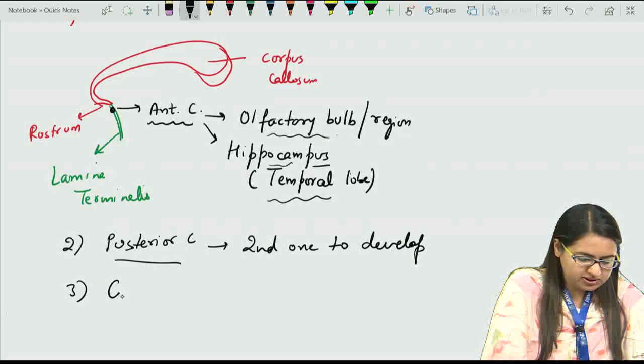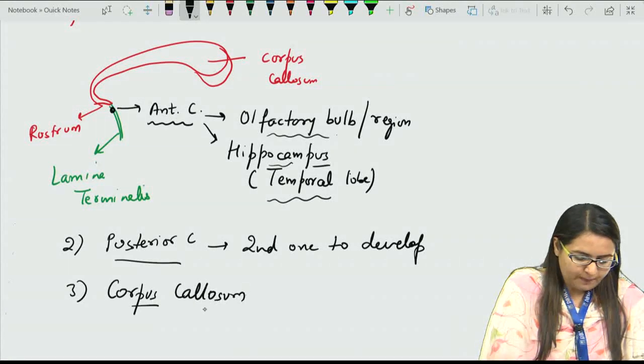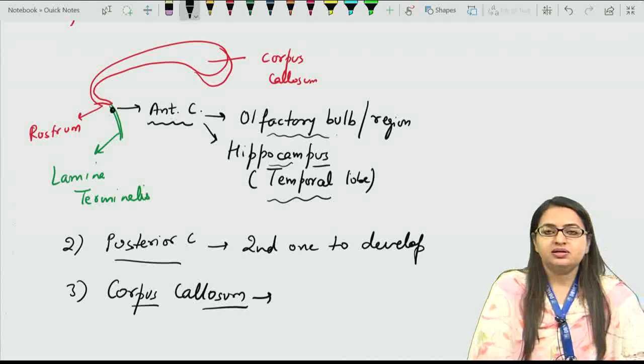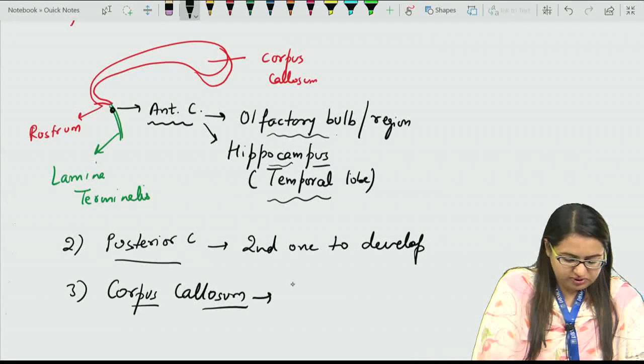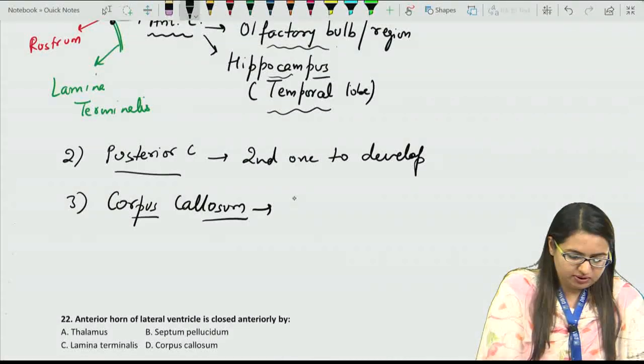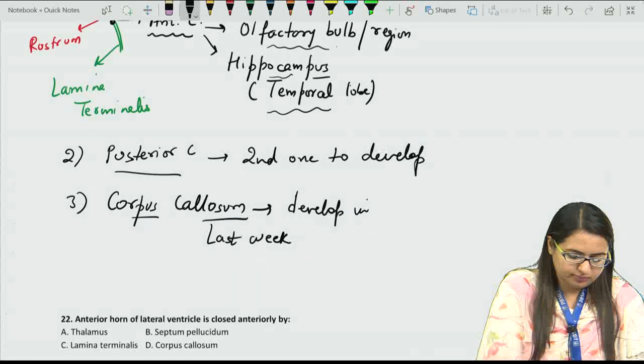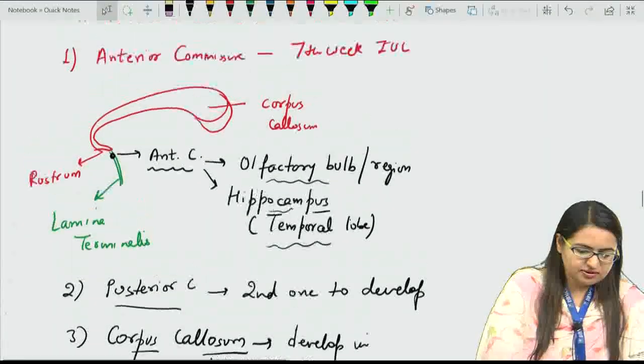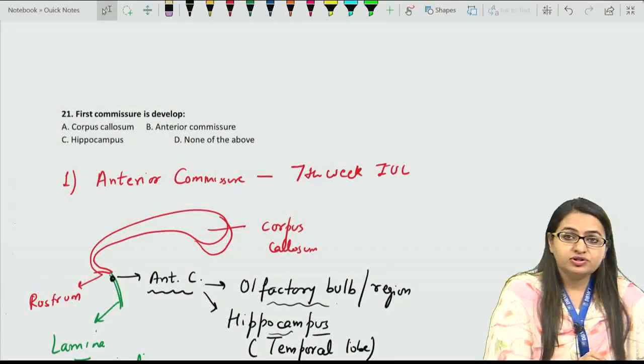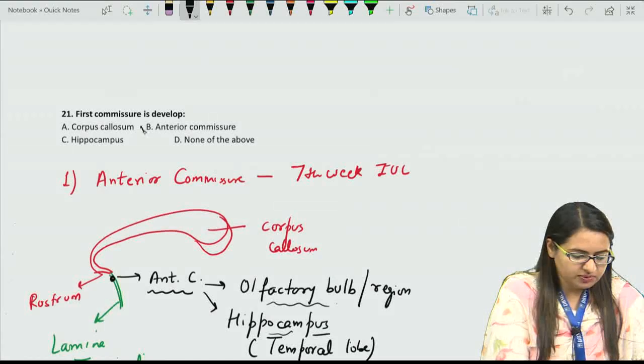When we talk about the corpus callosum, it is the largest commissural fiber, and it develops towards the end of development, or we say it develops in the last week of development. So the answer for this question is: the first commissure to develop is the anterior commissure, so the answer is B.